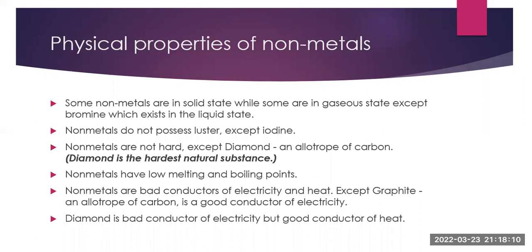Nonmetals are bad conductors of electricity and heat, except graphite, which is an allotrope of carbon. It is a good conductor of electricity. Diamond is a bad conductor of electricity, but it is a good conductor of heat.